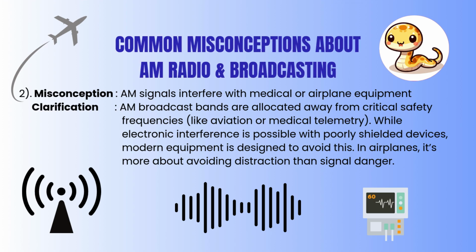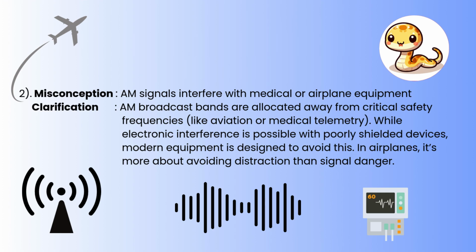Other than that, some people believe listening to AM radio near hospitals or on planes is dangerous. But actually, AM broadcast bands are allocated away from critical safety frequencies. So while electronic interference is possible with poorly shielded devices, modern equipment is designed to avoid this. And in airplanes, it's more about avoiding distraction than signal danger.